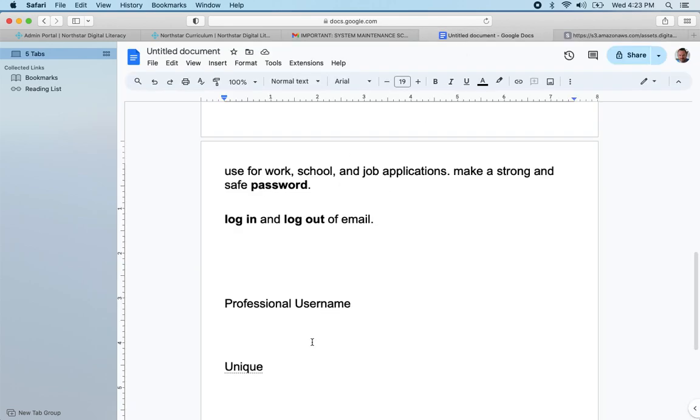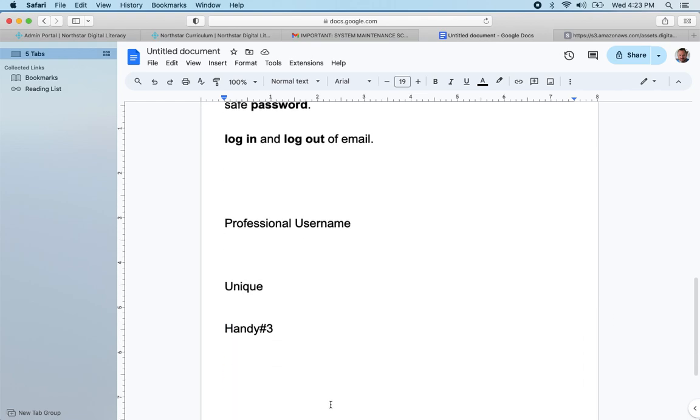So, for example, it should have something like handy, for example, because you can remember that word. Number 3. Now this has a symbol, a number, and a capital. The more letters you use, the harder it is for a computer to figure out your password.